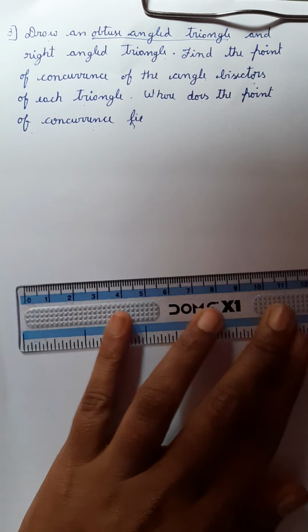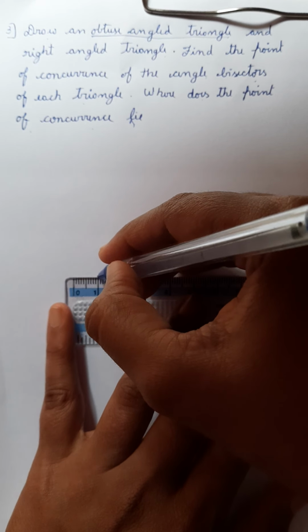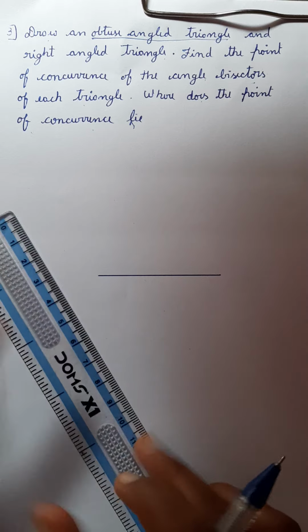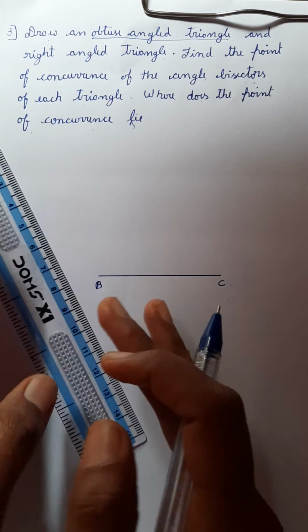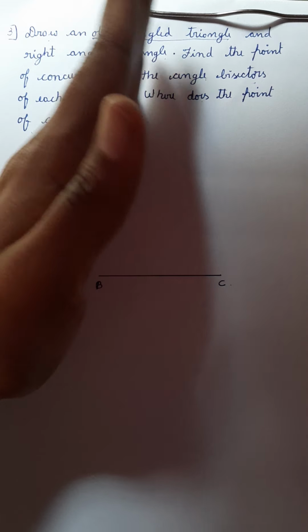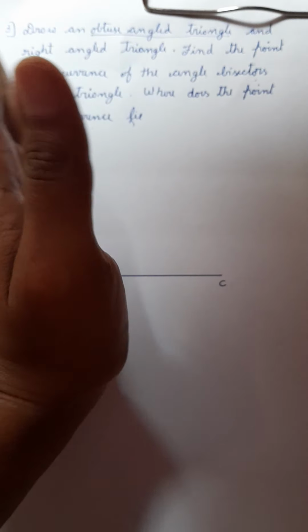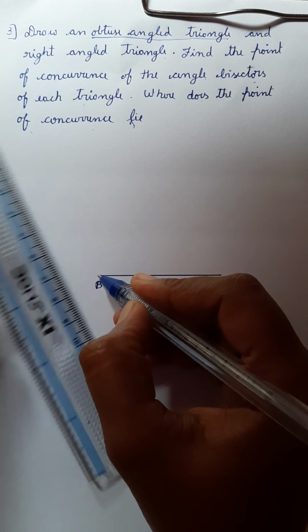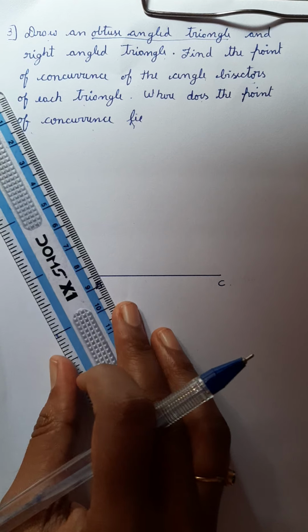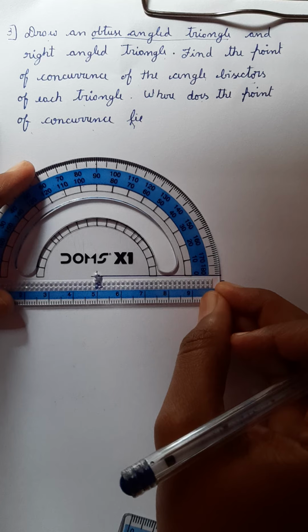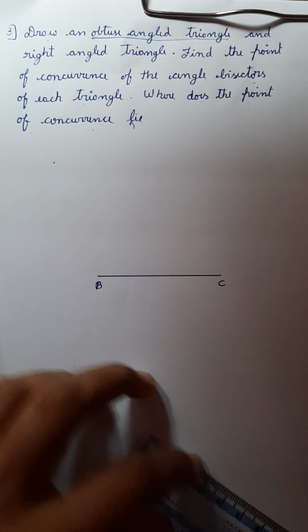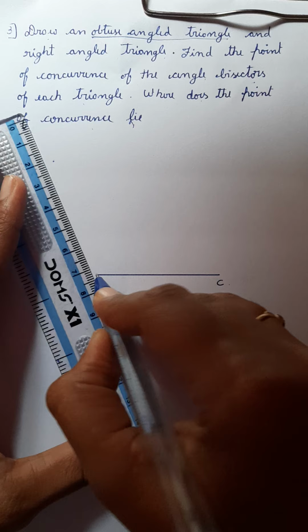Take a scale, take any measure as base and mark it as B and C. Next, an acute angle bends towards the base and an obtuse angle bends outside the base. So here B bends outside the base. One angle should be more than 90 degrees in an obtuse angle triangle. So I am taking 110 degrees here. Obtuse angle is more than 90 degrees.